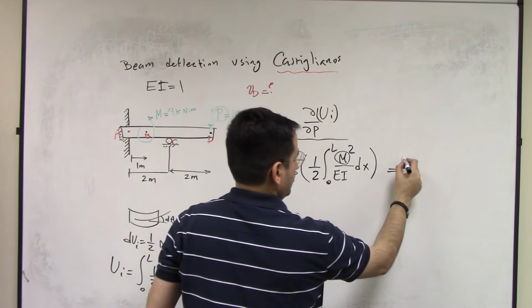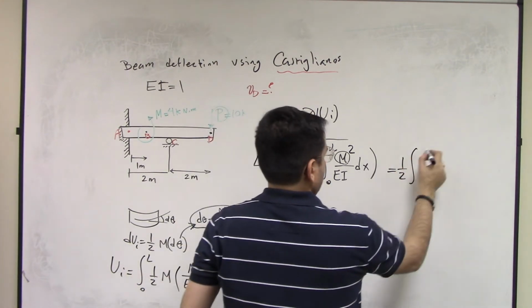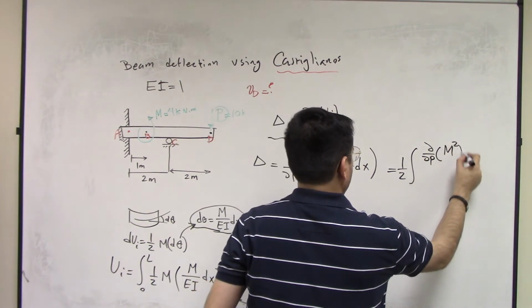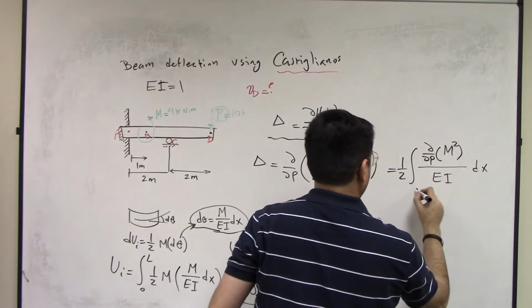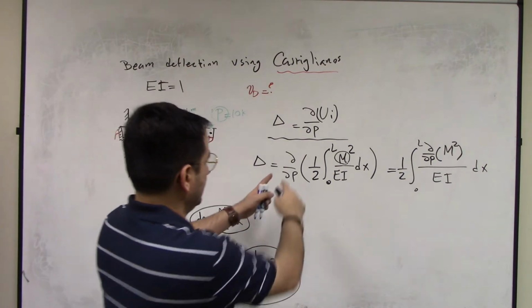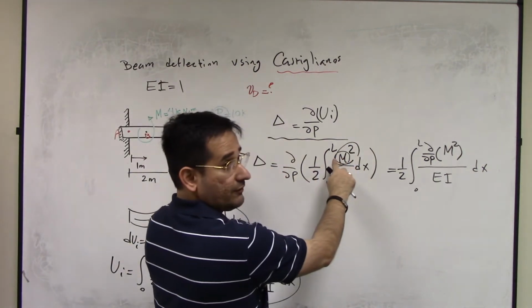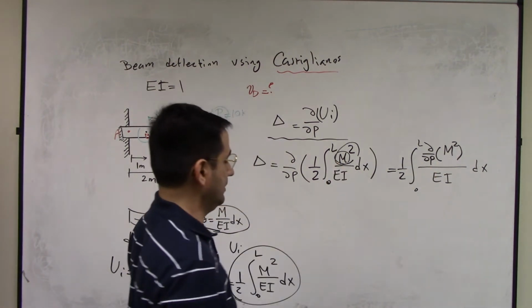And that's going to be, you take this here, integral, the derivative with respect to P of M squared over EI dx from 0 to L. Right? So you take this derivative with respect to P of this term, because this moment is a function of P. The rest is just the same.